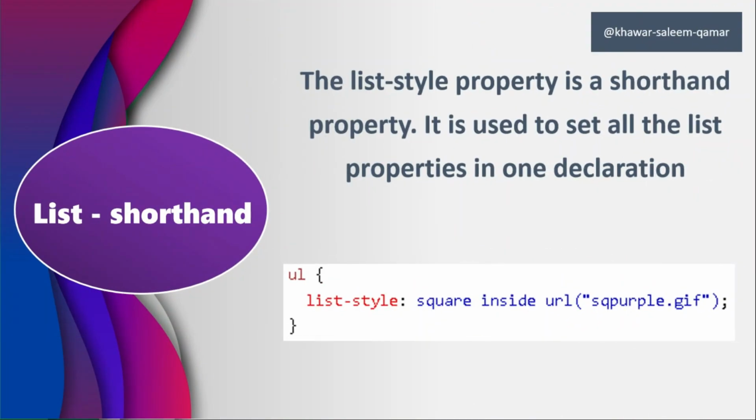So there is also a shorthand for list styling. For that we just have to specify all these properties inside our list-style property. We have to give values in this order. The first value would be our list style type, space, followed by list position, space, followed by an image if we want to use any image as a marker. If we won't be specifying any such image inside our url function, then it would use the default style for it, which is square.